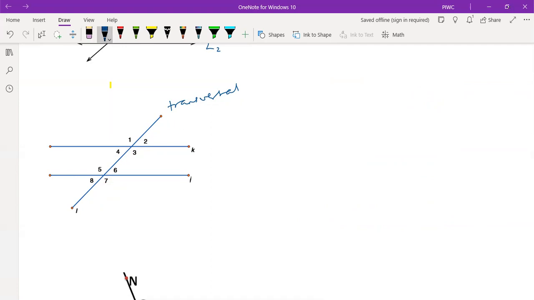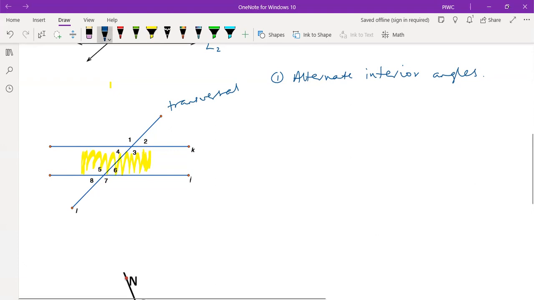The first type will be the alternate interior angles. Okay. When you say interior angles, the interior angles are the angles between the parallel lines. So angles that lie between the two parallel lines are interior angles.